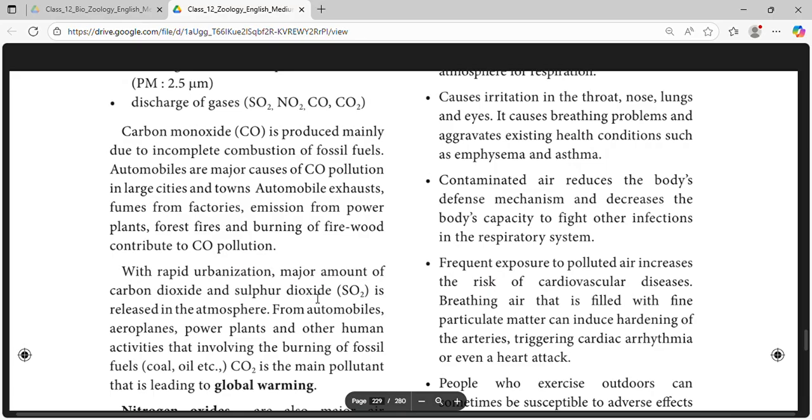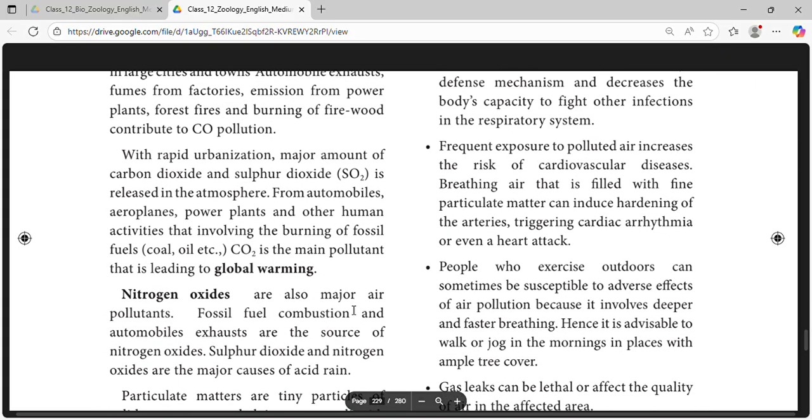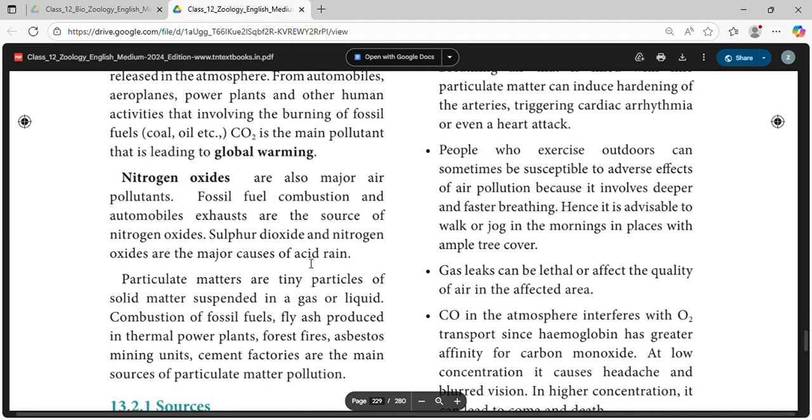With rapid urbanization, a major amount of carbon dioxide and sulphur dioxide is released into the atmosphere from automobiles, aeroplanes, power plants, and other human activities involving the burning of fossil fuels, coal, and oil. CO2 is the main pollutant leading to global warming. Nitrogen oxides are also major air pollutants; fossil fuel combustion and automobile exhaust are the sources of nitrogen oxides. Sulfur dioxide and nitrogen oxides are the major causes of acid rain.